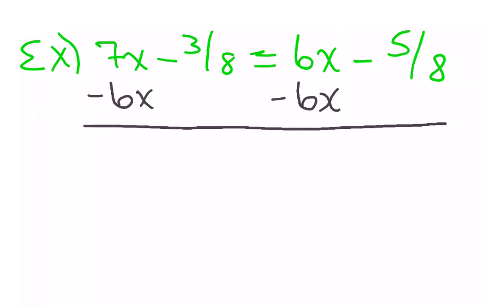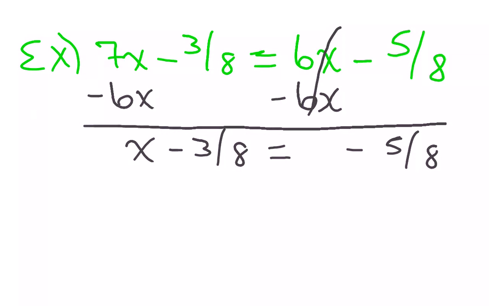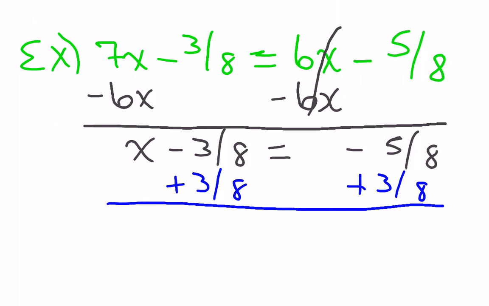And so I have 7x minus 6x leaves me with 1x. We have the minus 3/8. 6x minus 6x is 0. And we have the minus 5/8, or negative 5/8, on the right. And then because I moved the variables to the left, I need to move the constants to the right. So I have to move the 3/8 to the right. It's a minus, so the opposite would be plus. So I'm going to add 3/8 to both sides. And so we have x, negative 3/8 plus 3/8 is 0.